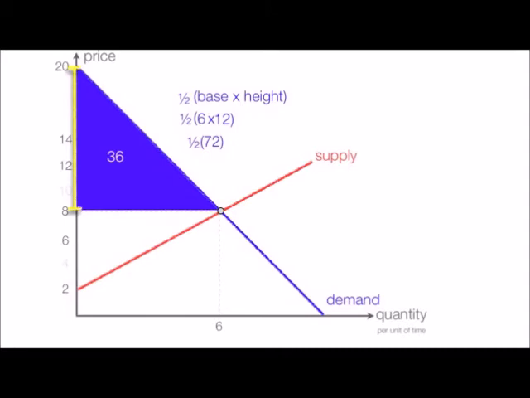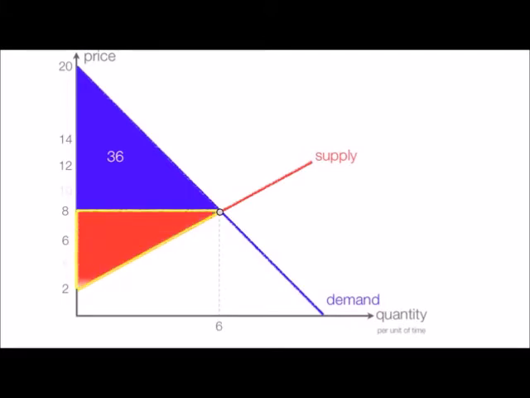And now I'm going to talk about producer surplus. Producer surplus is the area below price and above the supply curve, or the red triangle right there. The area of this red triangle is 1/2 times base times the height. The base is 6. I end up with 1/2 times 6.